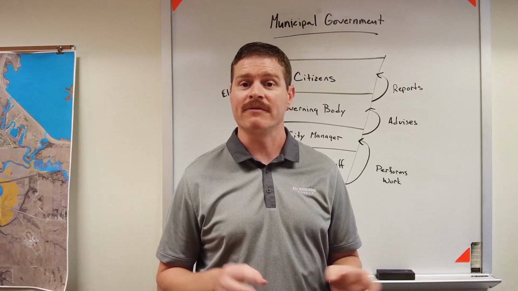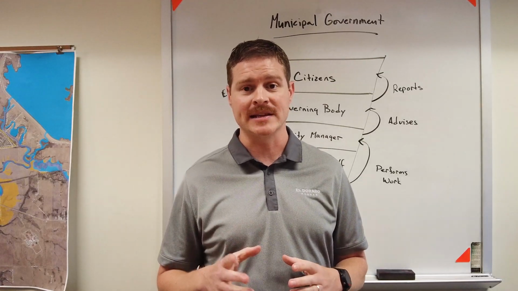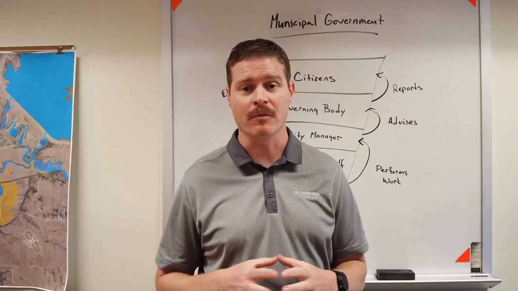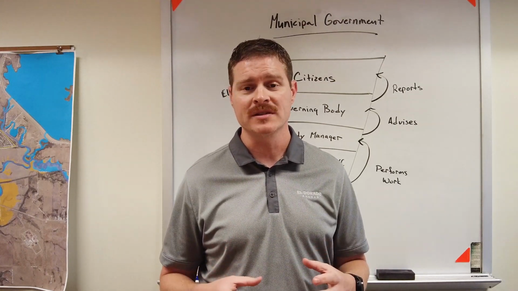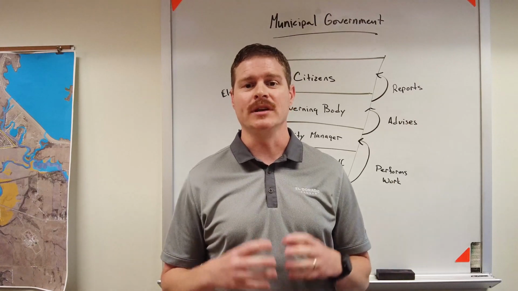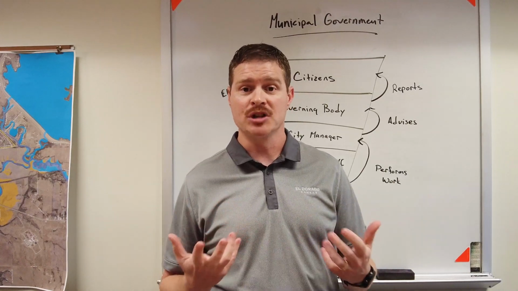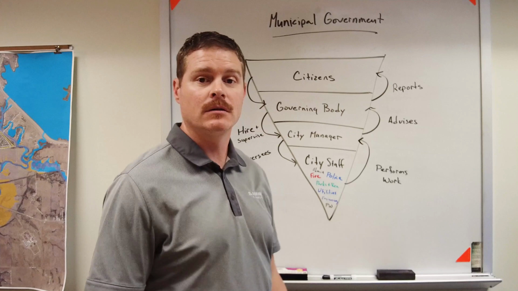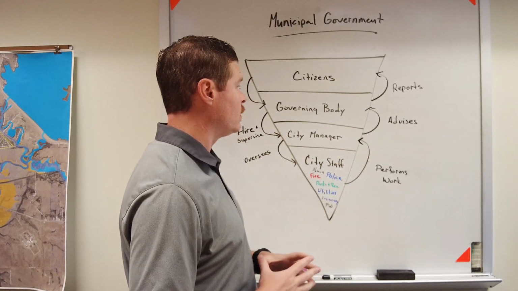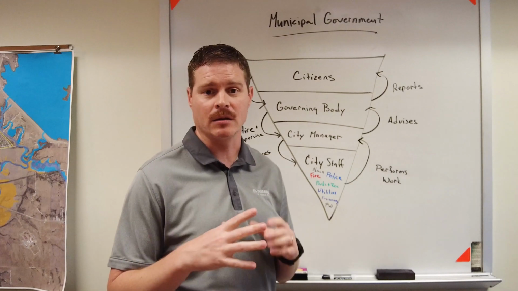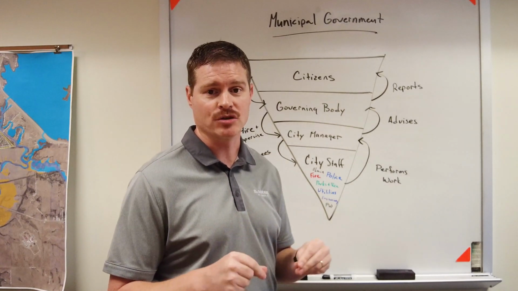Today we're going to be diving a little bit further into municipal government. Last time we talked about the levels of government in our federalist system: the federal, state, and local governments. Now we're going to dive a little bit more into the local government, specifically municipal government and how it works. So behind me we have an inverted triangle, and I'm going to use it to help explain municipal government and how it operates and functions.